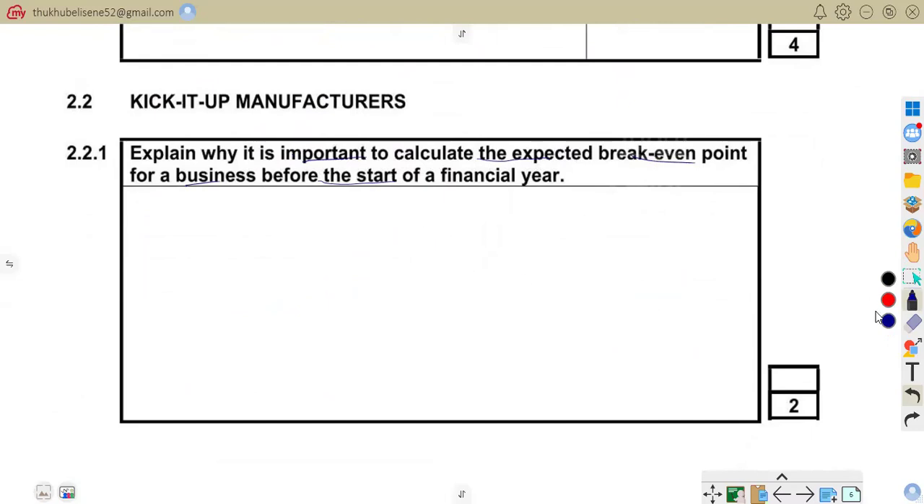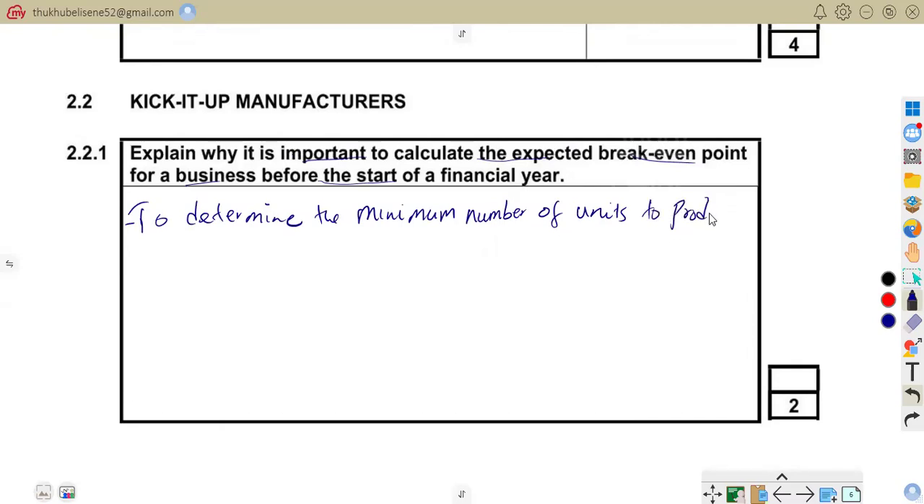This is to determine the minimum number of units to produce to prevent losses.